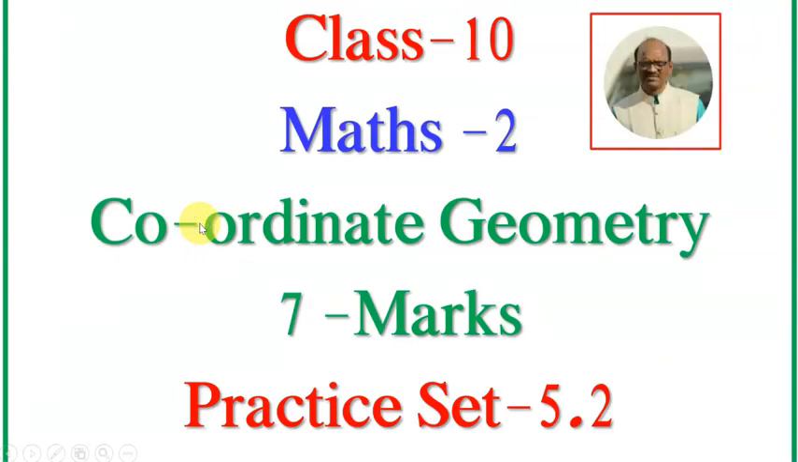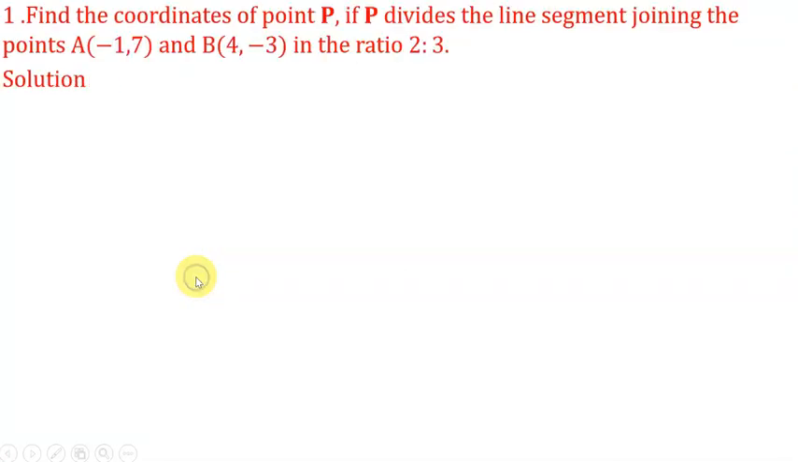Now let us start practice set 5.2. First example, find the coordinates of point P if P divides the line segment joining the points A(-1, 7) and B(4, -3) in the ratio 2:3. Here the coordinates of the point A are (-1, 7) and B is (4, -3).